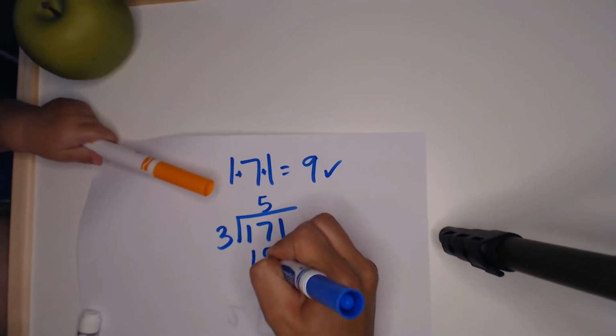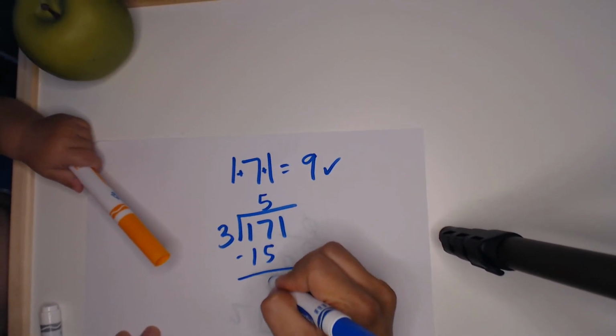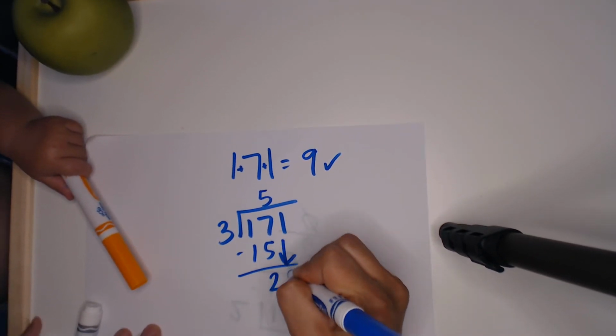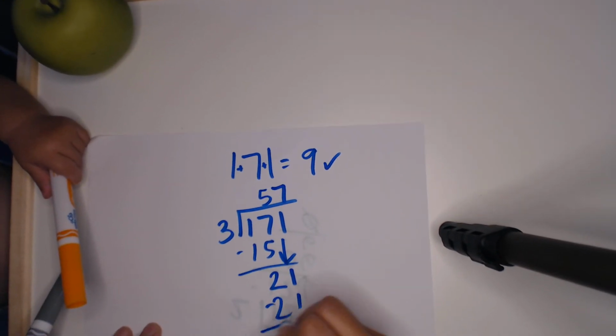3 times 5 is 15. I find the difference between 17 and 15. It is 2. I bring down my 1. 3 can go into 21 7 times.